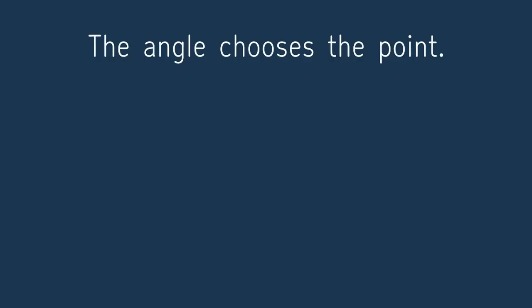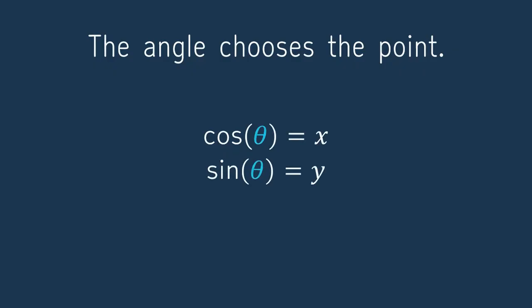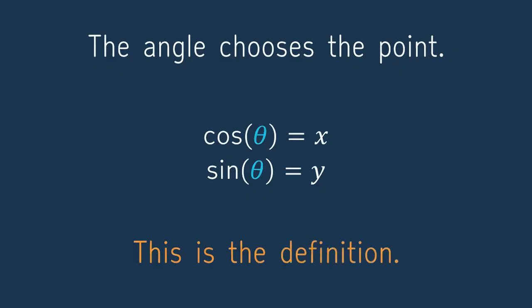Here is the definition. If the terminal side of theta meets the unit circle at P equals x, y, then cosine of theta equals x and sine of theta equals y. That is not a result. That is the definition. Every other fact about sine and cosine comes from this sentence.